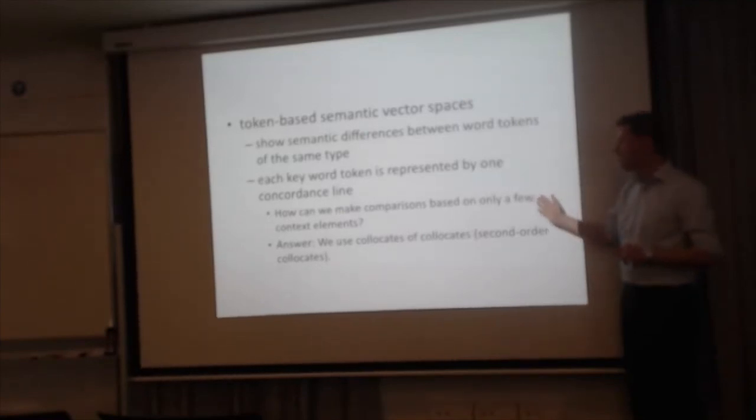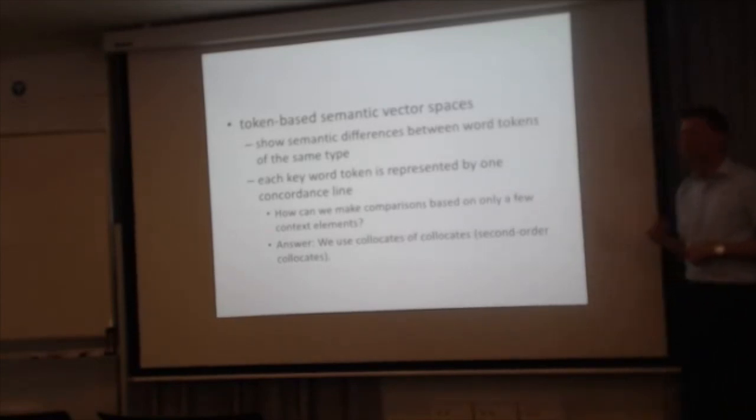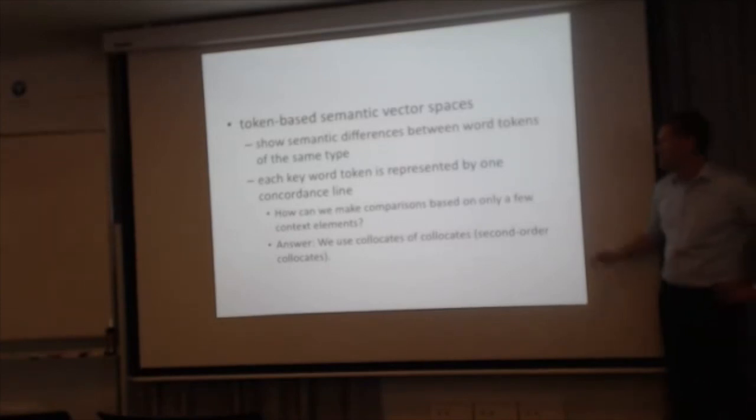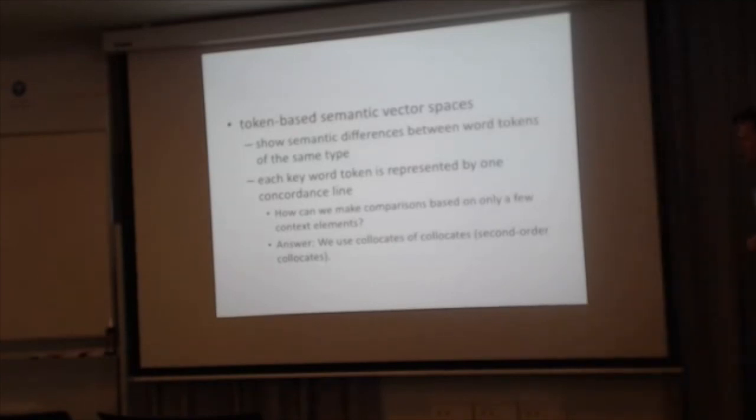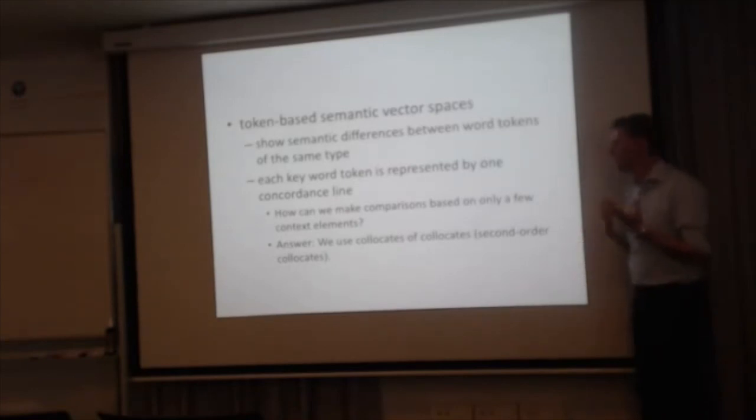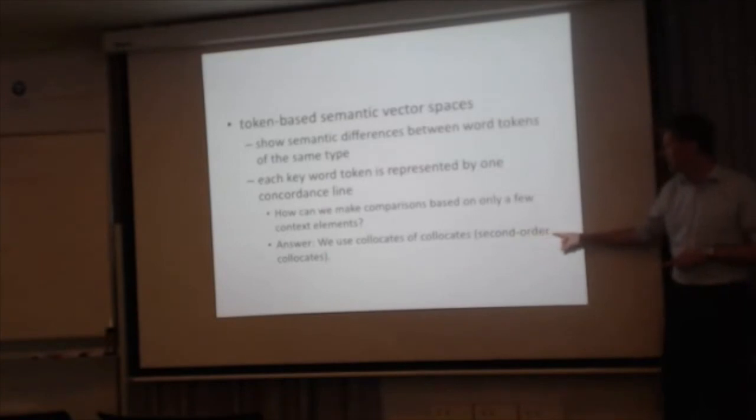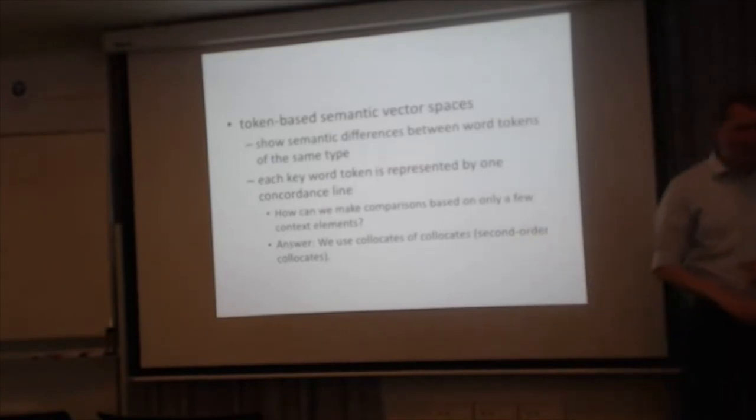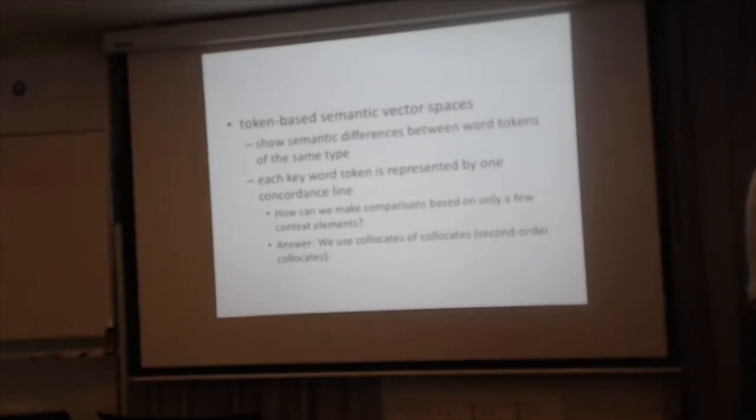And you may wonder at this point, well, how can you do that? How can you make comparisons based on only a few context elements, like maybe 3 or 4 words to the left and to the right? Isn't that too little data to be able to say something meaningful about this? And you'd be right in asking this. And the answer is that we use collocates of collocates to enrich the semantic representations of our concordance lines. So collocates of collocates are sometimes also called second-order collocates. Let me explain how this works.